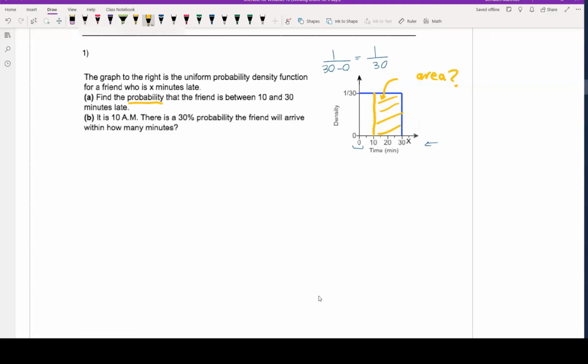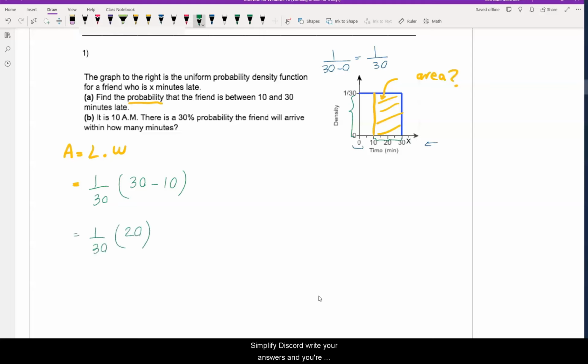How can we find it? Area is equal to length times width, so we have to multiply the height by the distance between 10 and 30. So 1 over 30 times the distance between 10 minutes and 30 minutes. Subtract these two numbers, so it's 1 over 30 times 20. Simplify this part, write your answer, and give your answer as a decimal number.